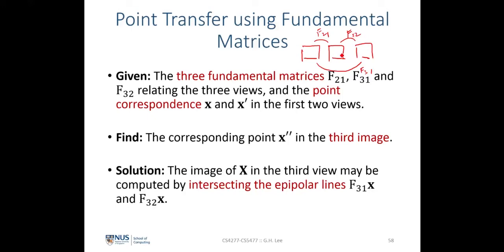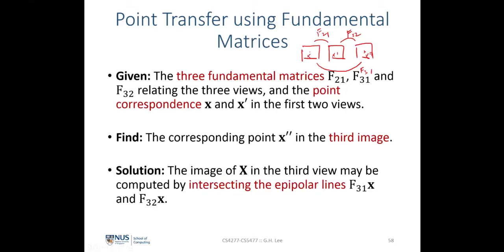So we want to ask the question of, given the correspondence between the first and second images, which we denote as x and x prime over here, can we make use of the known fundamental matrices F21, F32, and F31 to transfer the correspondence between the first two images into the third view? Hence, this can be rephrased as we want to find this particular point, x prime prime, from the known fundamental matrices and the known correspondence in the first two views.